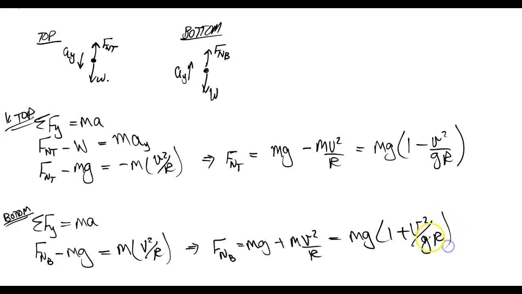So now we found the expressions for the top and the bottom, and you can see that the main difference is that one of them is a minus sign, one of them is a plus sign, because the acceleration is negative or positive at that point.